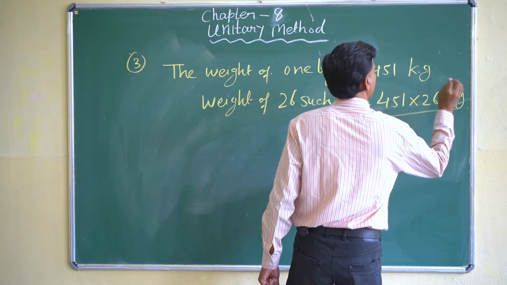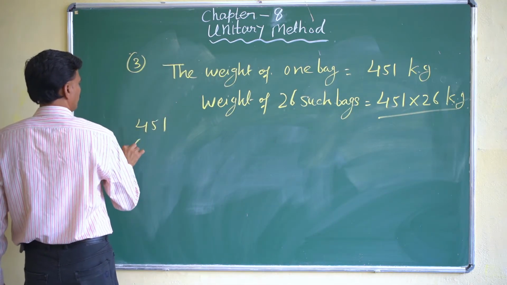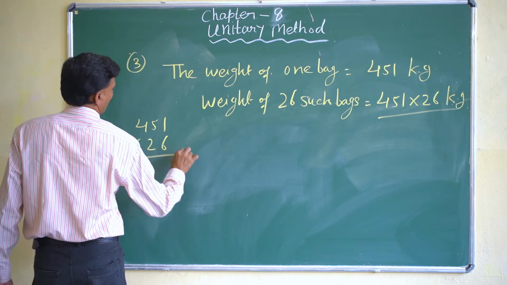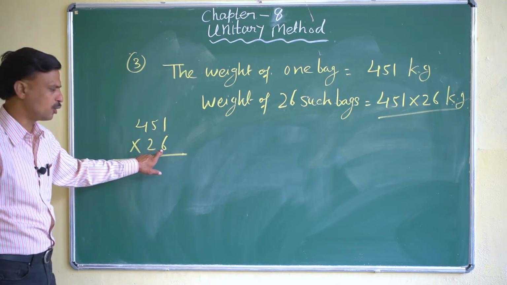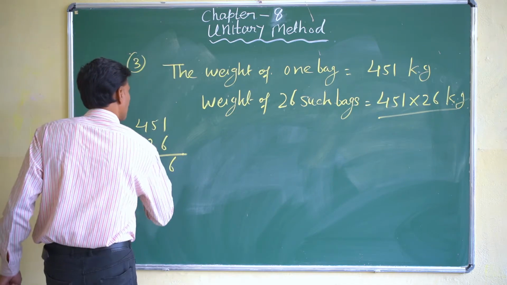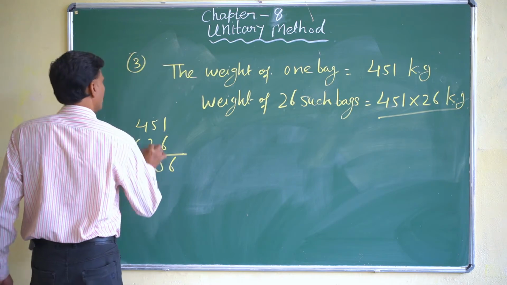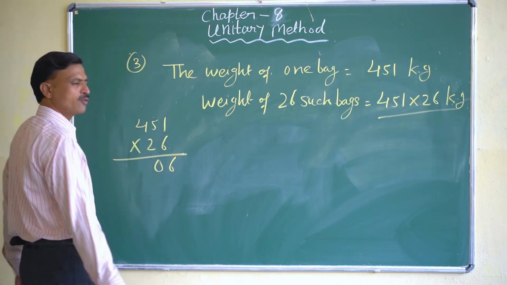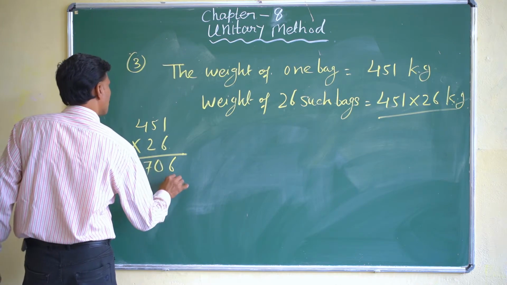So multiply it. What will come? 451 multiply by 26. Okay, so first you can multiply by 6, as you know. So 6 1 ja, 6 5 ja 30, 3 will carry. 6 4 ja 24, 24 plus 3, that is 27.